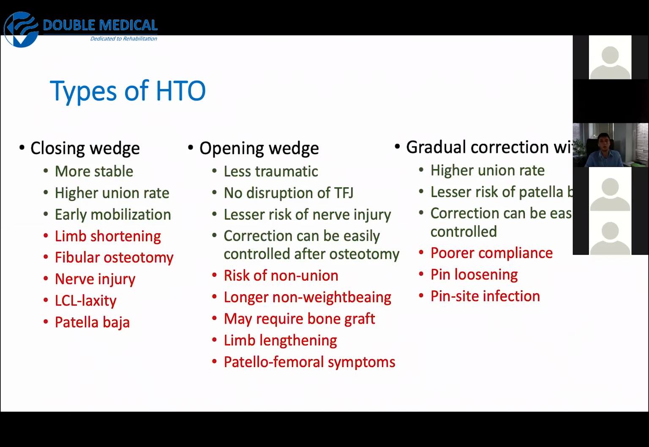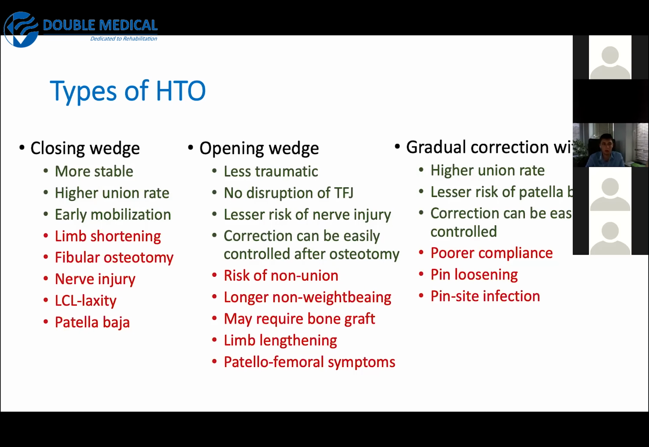It is also very important to remember about types of high tibial osteotomy when we are talking about selection of the procedure. We have closing wedge osteotomy, opening wedge, or we can gradually correct it with external fixators. If we are talking about closing wedge, it is of course a more stable procedure. Due to the good bone contact, we have a high union rate and we can mobilize the patient early. However, it is associated with limb shortening. We need to do a fibular osteotomy.